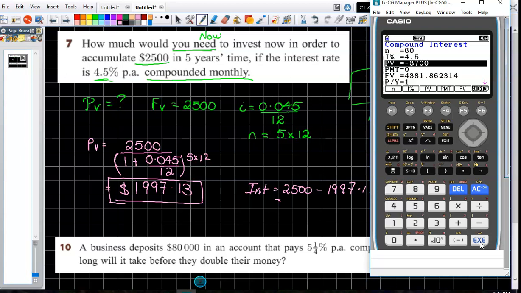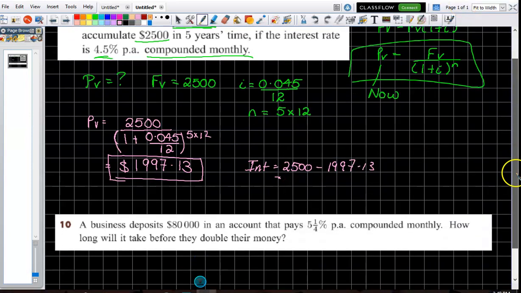All right? PV, that, my friends, is what we are trying to solve. So that's the 0. PMT, we make sure it's 0. We have our future value is 2500. Do I keep PY as 1? No. It's 12. If it was quarterly, I'd change it to 4. And we solve for PV. Oh my God, look at that. Same question. Same answer.